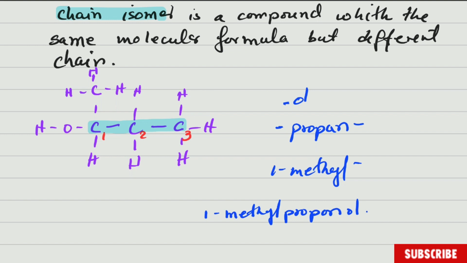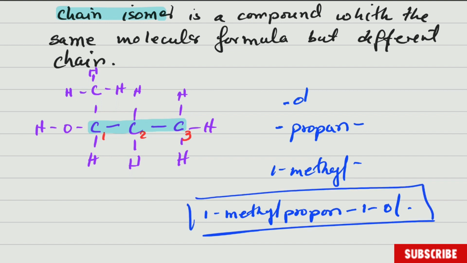In this case you will have to say on which side is the functional group, which is in the first carbon, 1 ol. That is the correct way of giving the IUPAC name of this specific compound. And this is a chain isomer of the original one. Is it the only one?